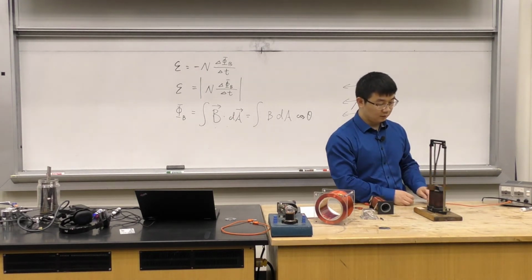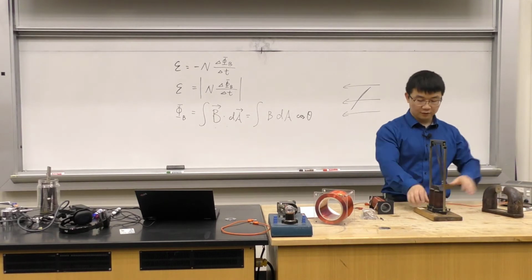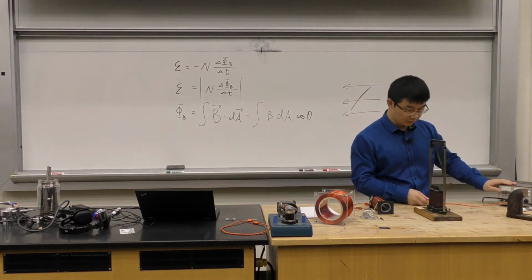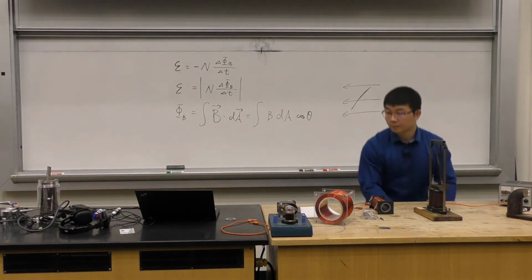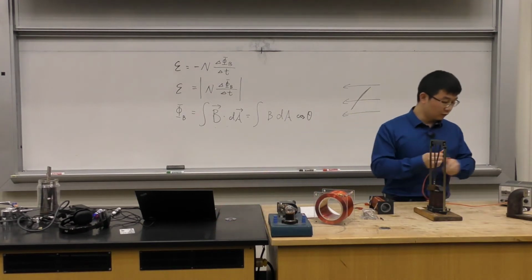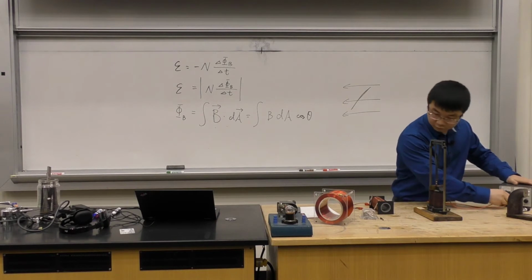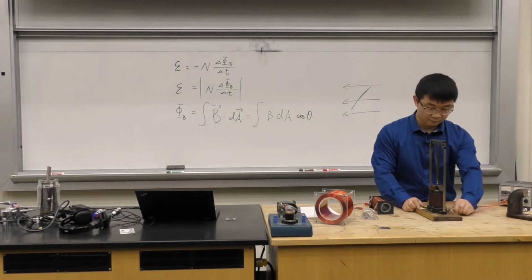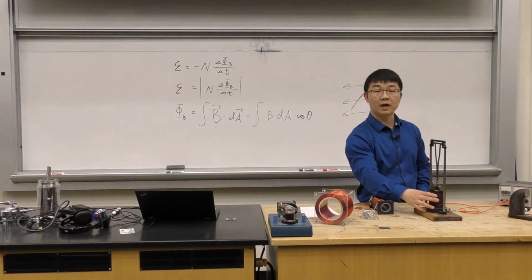So once I turn this on, I'm going to plug this in. This is connected to a voltage source. And by connecting this to a voltage source, we can have some current in these two solenoids. They will become magnets, right?